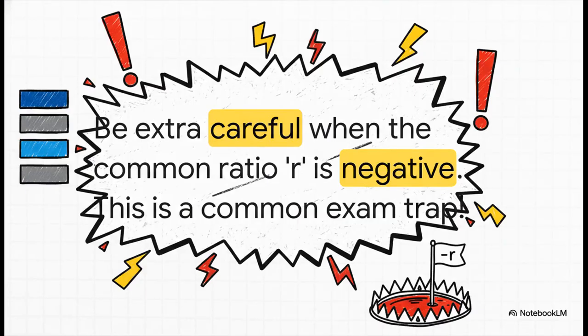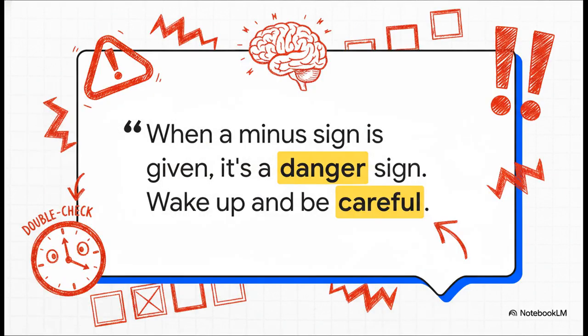Okay, listen up, because this is a big one. A really, really common place where students lose easy marks is when they're dealing with a negative common ratio. The sequence starts flipping between positive and negative, and this is where you have to be so careful with your calculations. Let's see why. You heard the man.